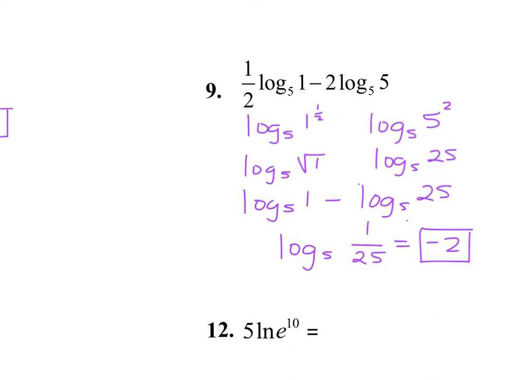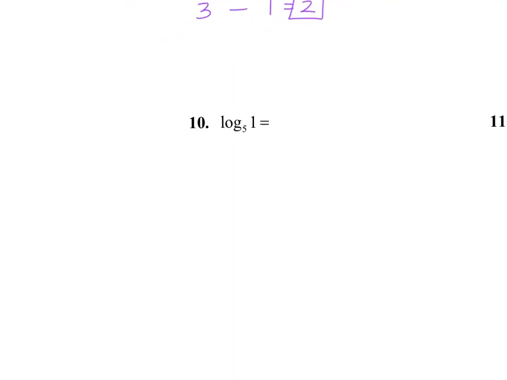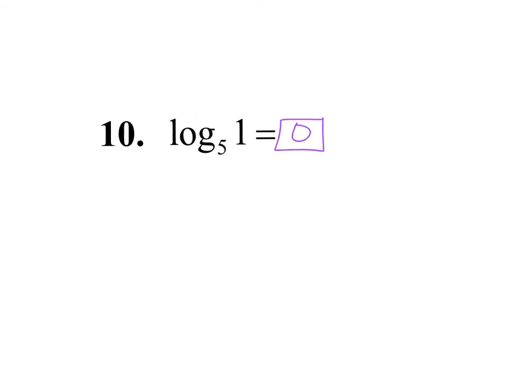Why did it change to 1? Because the square root of 1 is 1, right? So just simplify it. Yes. It's all good. Okay, number 10. Log base 5 of 1. 0. 5 to the 0 power is 1.